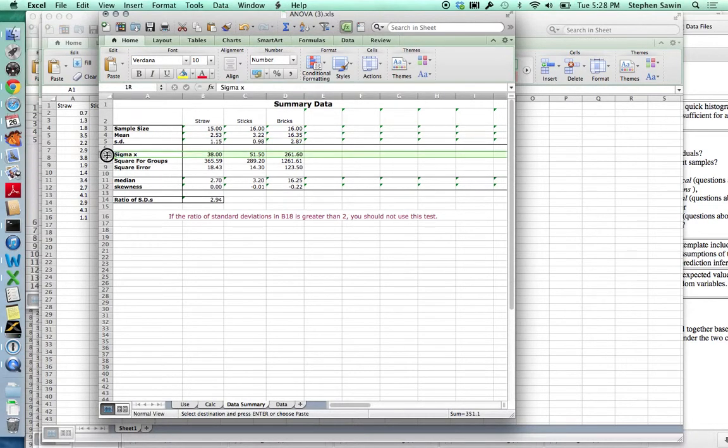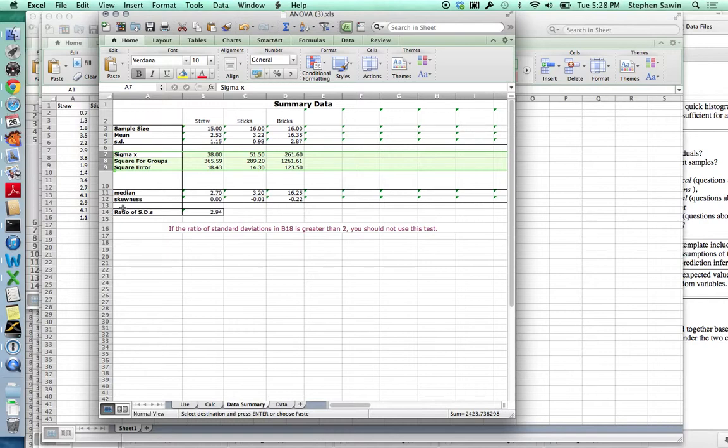Down here is things involved in the calculation. You will never need to know these except if an online homework question asks for them, because they're expecting you to do those by hand. And the stuff down here, whoops, the skewness, the median, and the ratio of the standard deviations is all relevant to checking the assumptions. We'll come back to that.